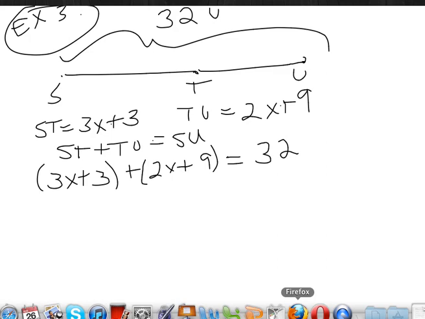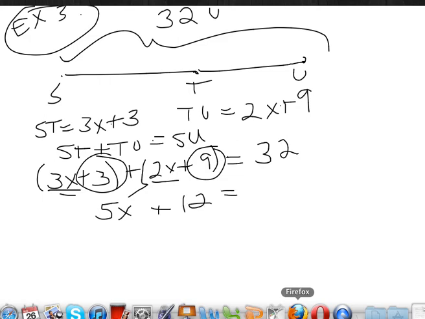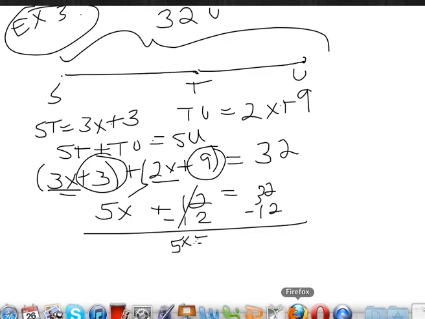The next steps are all algebra. So you're going to combine your like terms. I'm just going to circle and underline my like terms. And I get 3x plus 2x is 5x. And I get 3 plus 9 is 12. So I'm left with 5x plus 12 equals 32. The next step in the algebra is to subtract 12 from both sides. And you get 5x equals 20. Right, then we're going to divide by 5, and we get x equals 4.